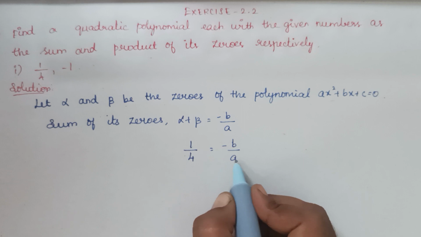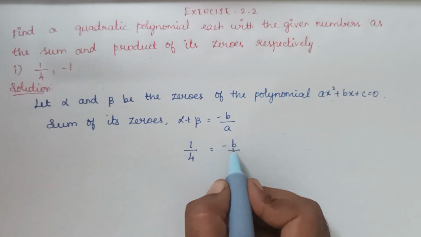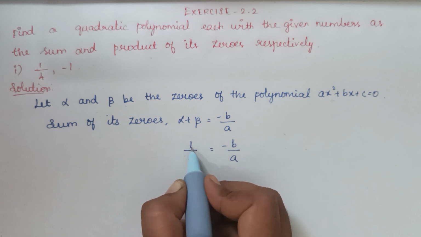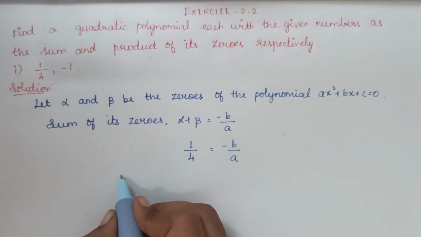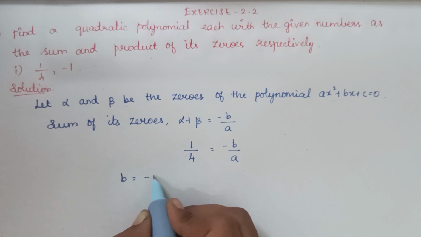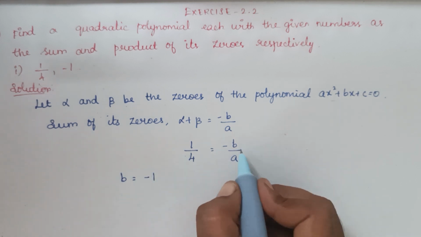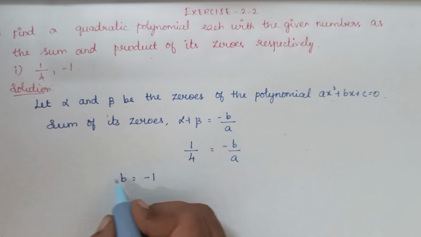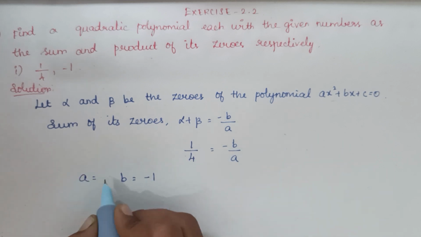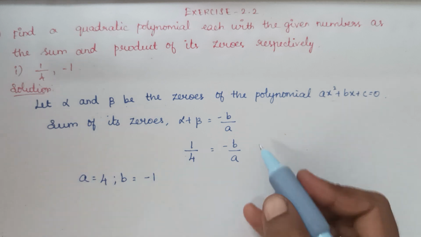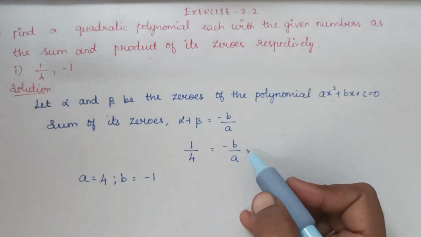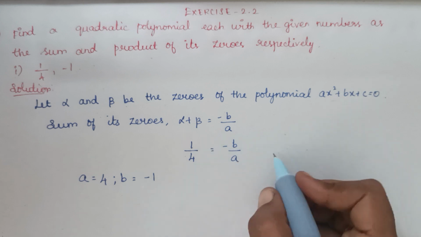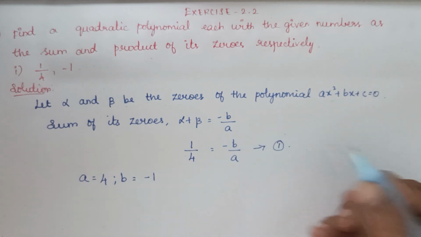When comparing this equation, in the minus b place, 1 is here. So let b is equal to minus 1, and the value of a is equal to 4. So we found a equal to 4 and b equal to minus 1 when comparing this equation. Let me consider this equation as 1.